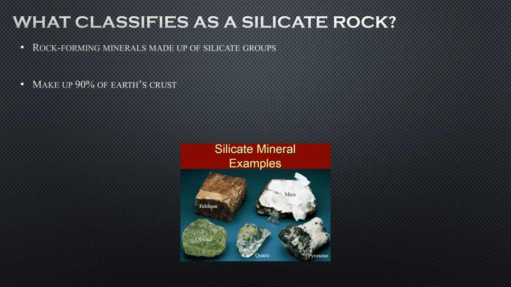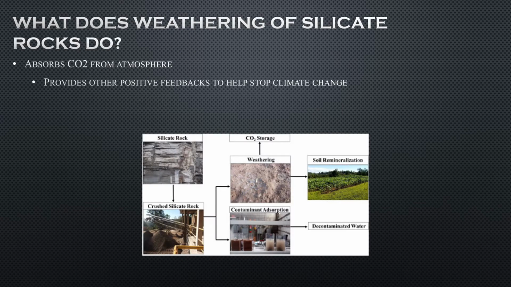A silicate rock is a rock-forming mineral made up of elemental silicate groups. It makes up almost 90% of all of Earth's crust, so there is an abundance of anthropogenic sources here for silicate rocks. So ultimately, what does the weathering of silicate rocks do? Well, when weathered, silicate rocks react with the water and air, and they actually absorb and permanently store and sequester carbon dioxide from the atmosphere in solid carbonate minerals or the ocean.